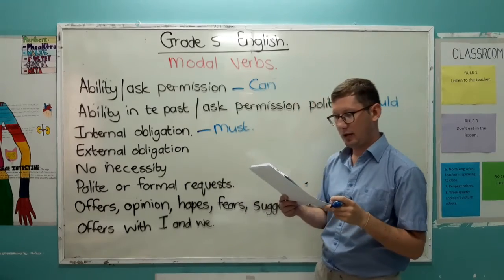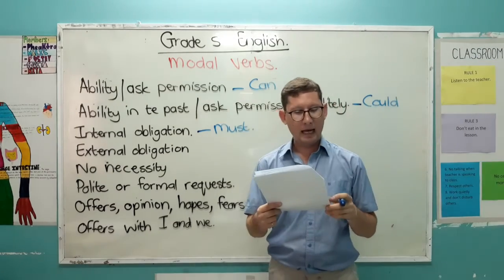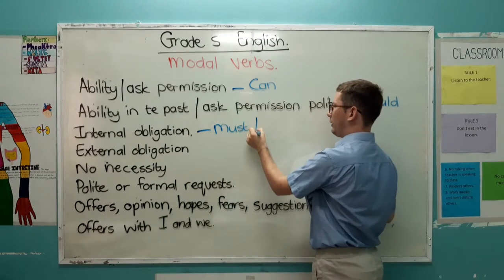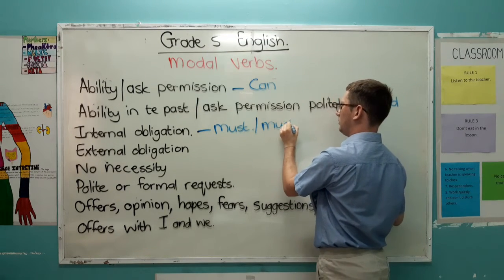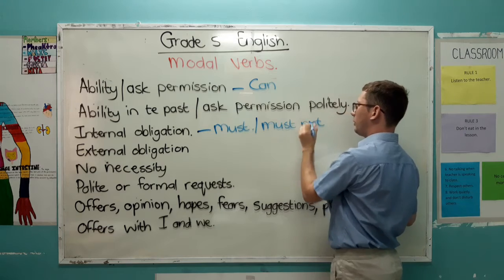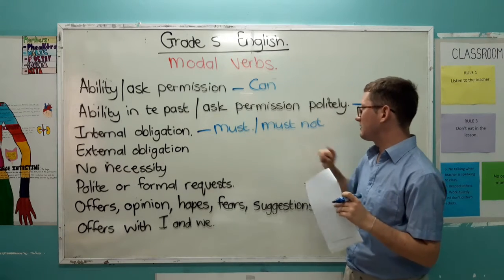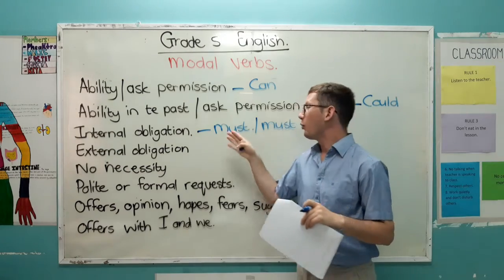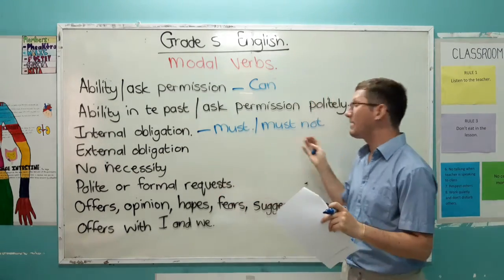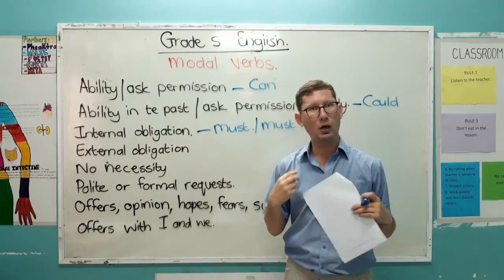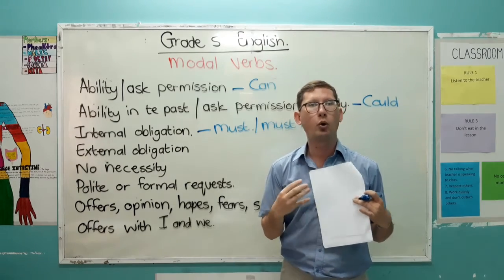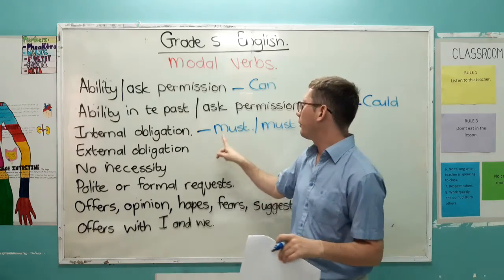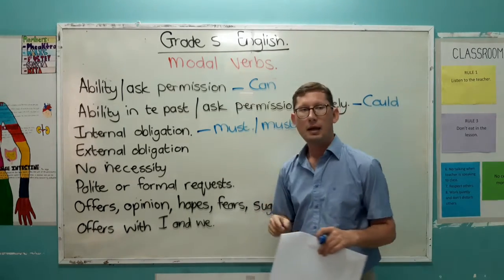Okay, must. And we can also use must not. So it can be must and must not. It can normally be internal obligation for you as a group. We must do it or we must not do it. Okay, it's all about you as an individual or you in a group. If you are part of a group, then we use must and must not.